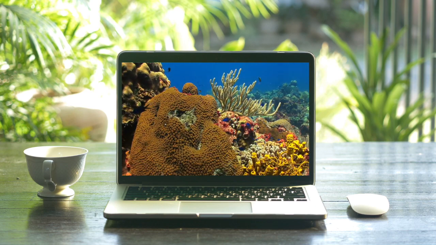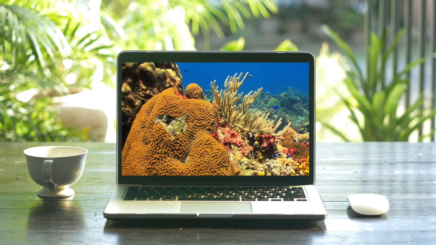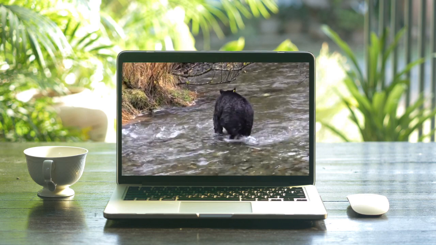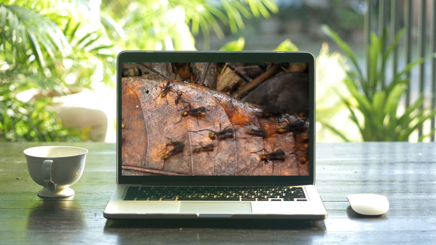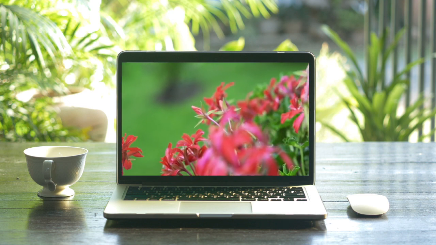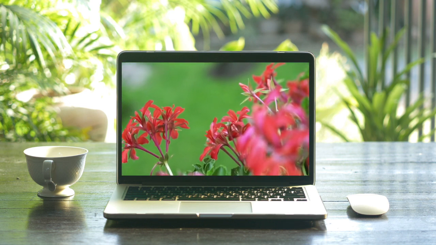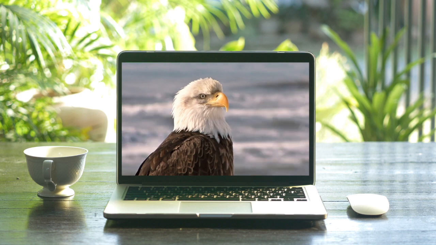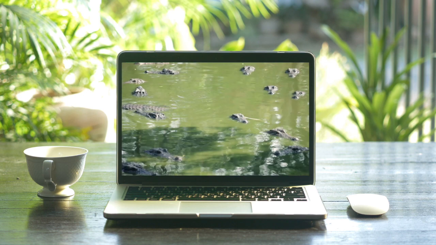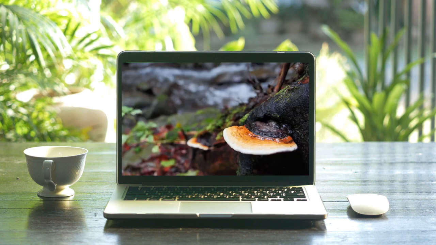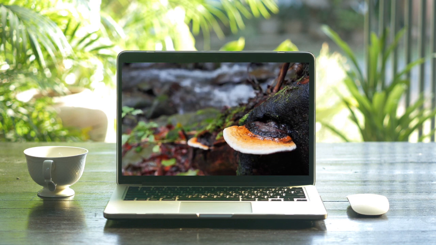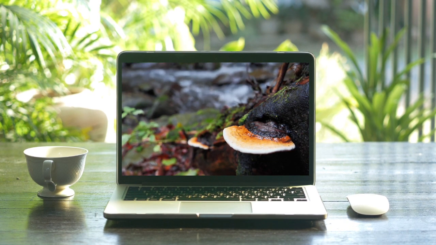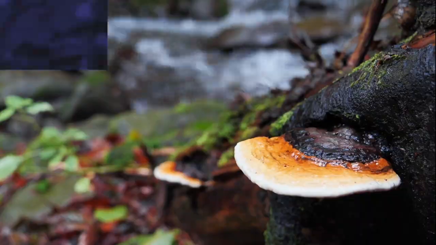Eukaryota is a broad domain, with organisms as diverse as mammals to ants, from plants to birds and crocodiles to fungi. The range of different types of living organisms is vast.